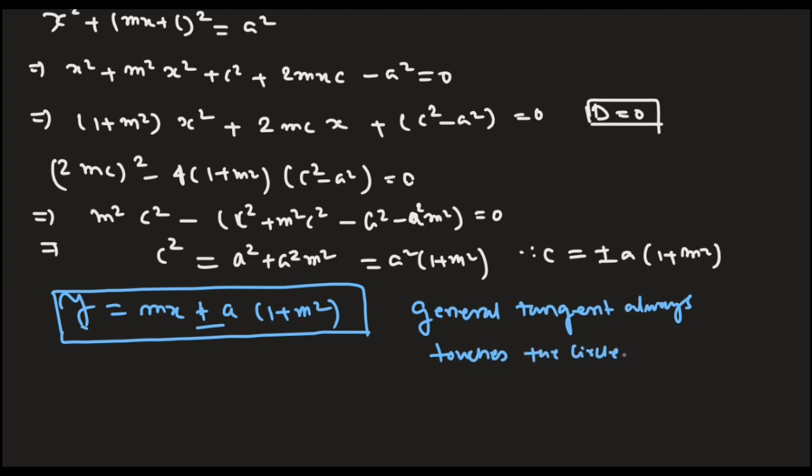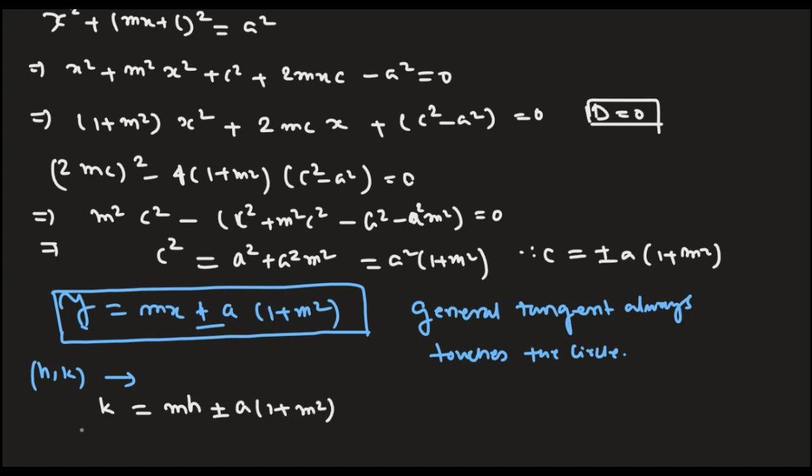Is it clear now? Okay. So now just observe that this is the equation of the tangents. Suppose this tangent is passing through the point h comma k. If it is passing through the point h comma k, then what will happen? So y will become k, and x becomes h, plus and minus a times the square root of 1 plus m square.